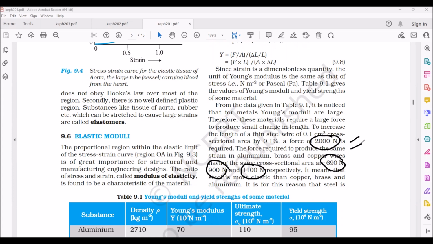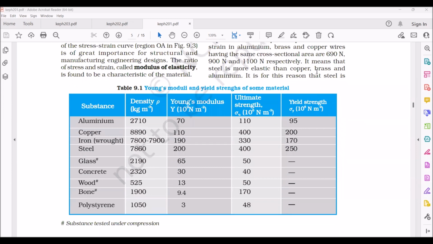If we see the numerical statistics, you can observe here, the Young's modulus is higher for the steel, whereas the Young's modulus out of these four materials is low for the aluminum. So it is difficult to change the length of the steel. It is easy to change the length of the aluminum. For the steel, to increase its length by 0.1%, we have to apply more force. And for aluminum, with less force only, we can increase its length by 0.1%.